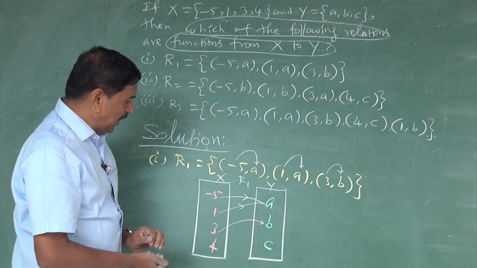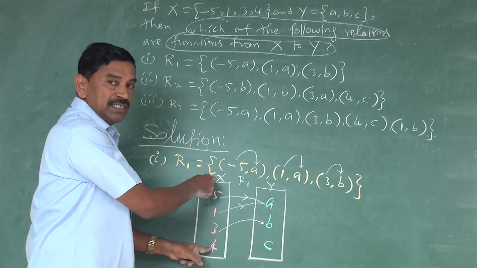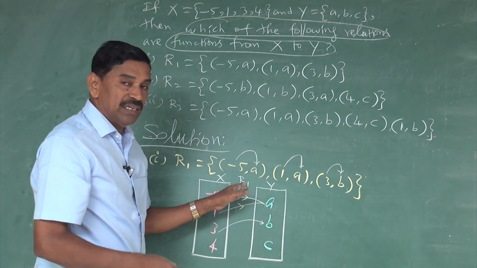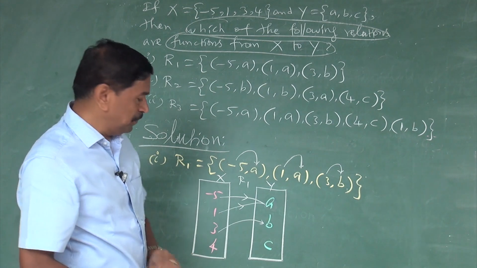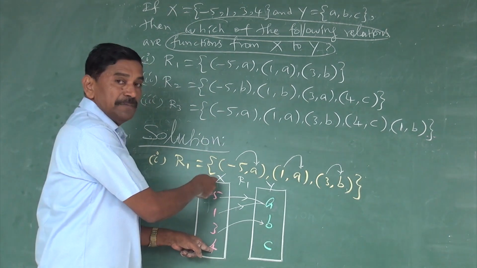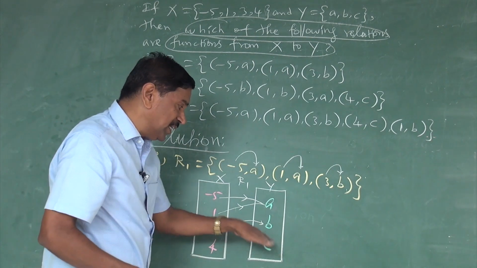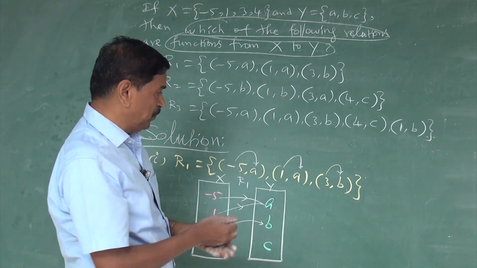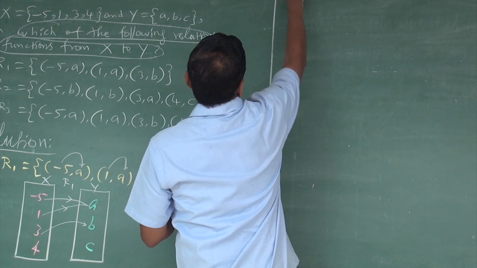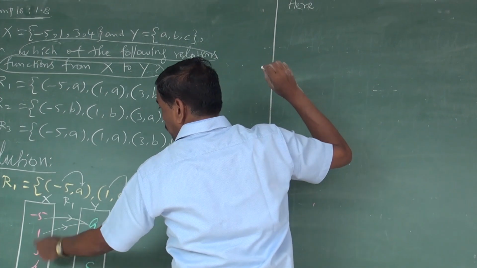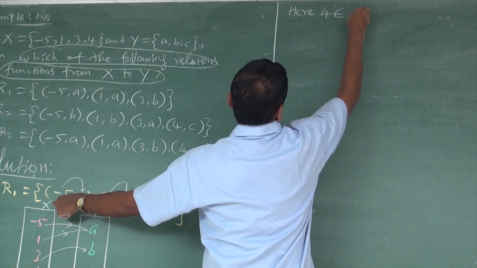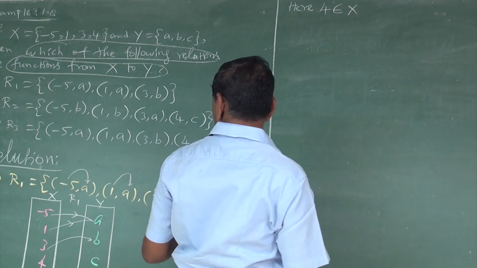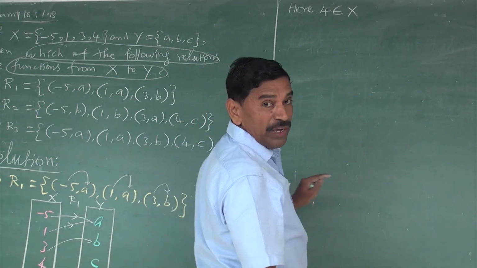Yes, good. Here, the element 4 belongs to X, has no image in Y. Therefore, R1 is not a function. Again, what is the reason? The element 4 belongs to X, has no image in Y. Therefore, R1 is not a function from X to Y. Now I want to write the reason. Here, 4 belongs to X, has no image in Y.